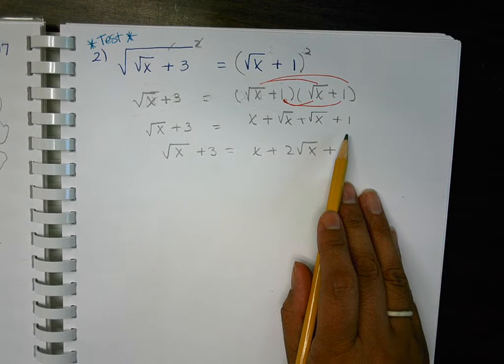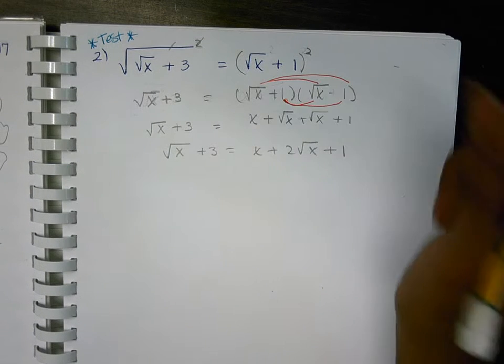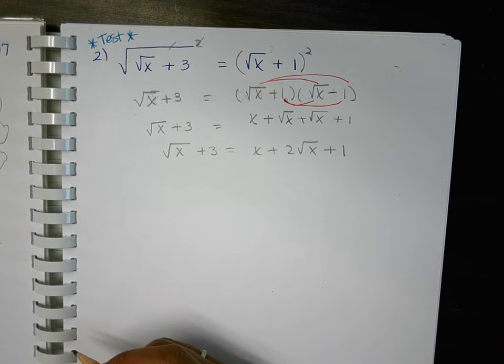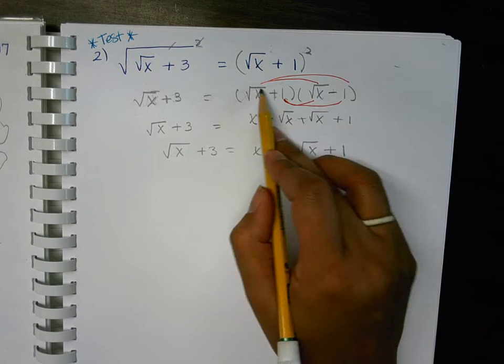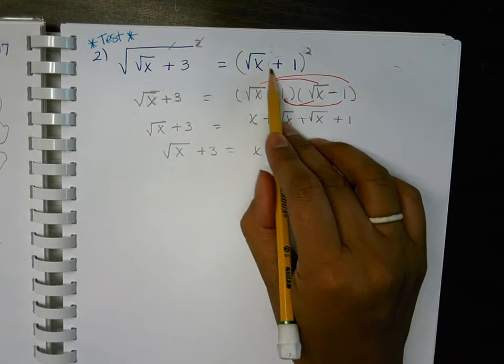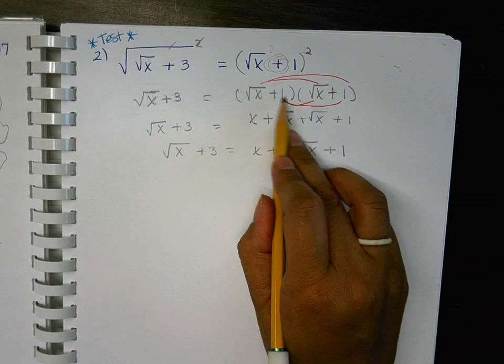A mistake kids often make, and I see it on the test every year, is they do this. They write that one plus and that one minus. Is that correct? No. When this is squared and you write it twice, it's whatever this sign is twice. So if this was negative, I would have 2 negatives.